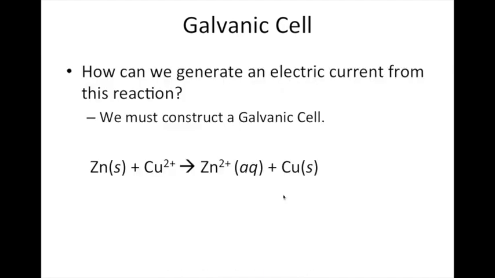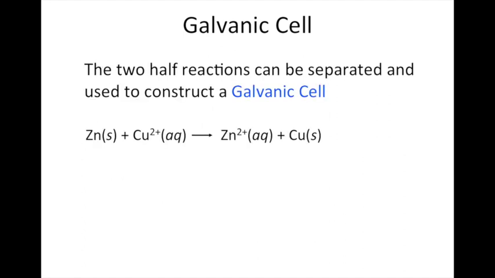So that's great, but how can we use this reaction to generate an electric current? Well, to do that, we must construct a galvanic cell. How do we do that? Well, the first step to construct a galvanic cell is to divide our overall reaction into 2 half reactions. We want to take the 2 half reactions and separate them.